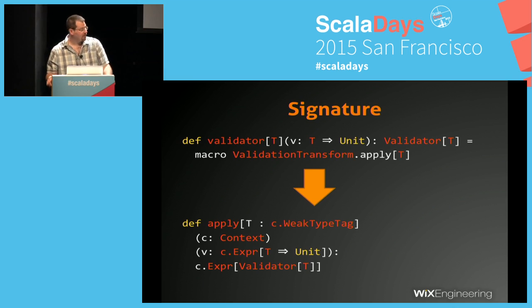The only thing that's different from what you've seen before is that if I take a type parameter, at compile time, I need the type information that the compiler gives me for that type T. It's a generic macro. It operates over any type. I need some information about the actual type that's at play. So that's what the weak type tag is for.